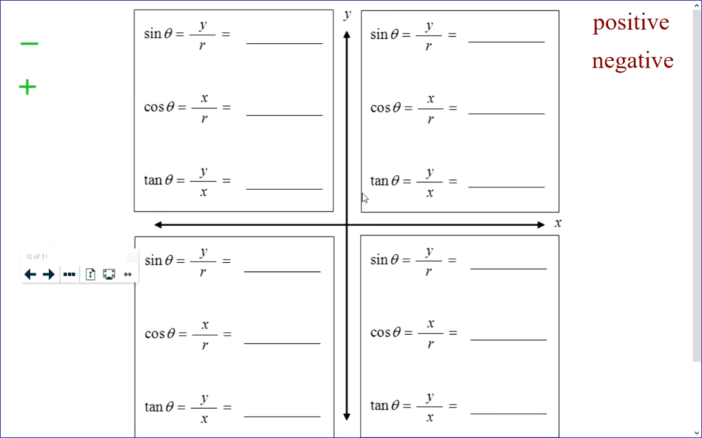Is sine of theta in quadrant 1 positive or negative? Now, in my mind, you shouldn't need to think very long or hard about that question. In quadrant 1, sine of theta will be positive because in quadrant 1, y is positive and r is always positive. So positive over positive gives you positive. For the same set of reasons, everything in quadrant 1 is positive because in quadrant 1, both x and y are positive. And of course, r is always positive.